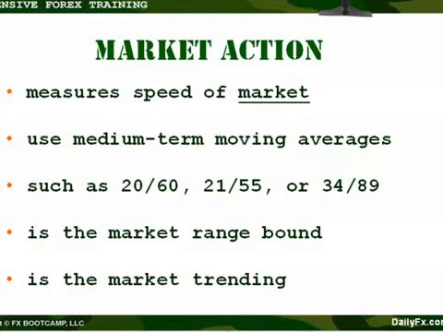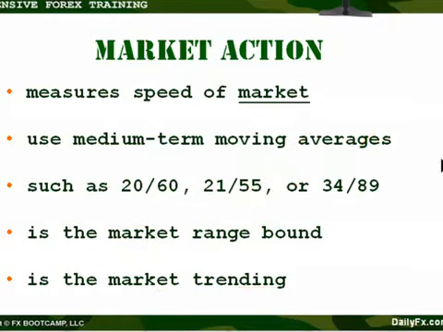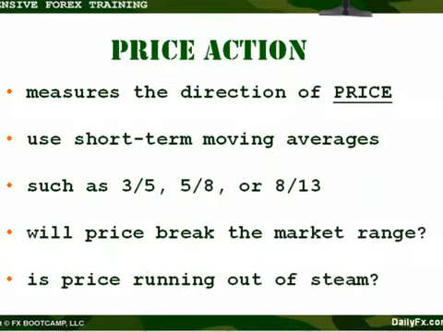Now, if the market is trending, so you have a good cross like this, and good angle and separation to the upside, then you want to get on that trend and ride it as far as you can. And price action, again, is the measure of price. For short-term moving averages, I like the 5/8, but you can use 3/5, 8/13, whatever.